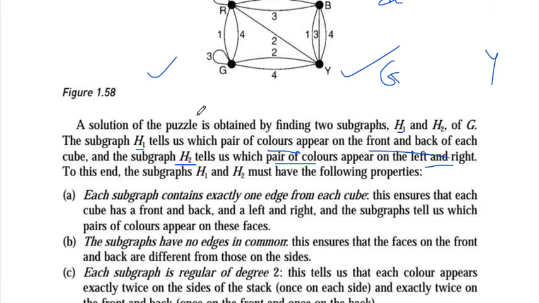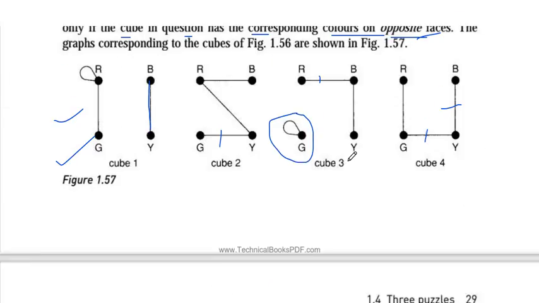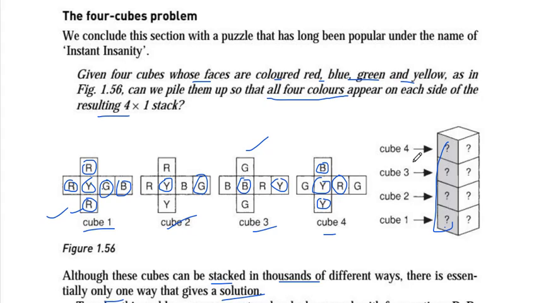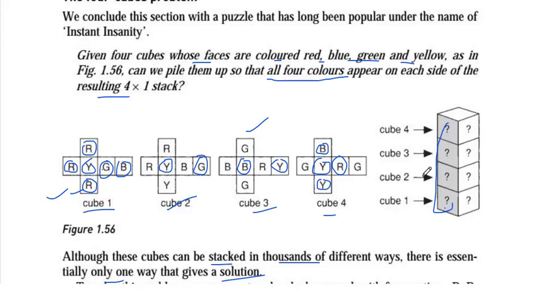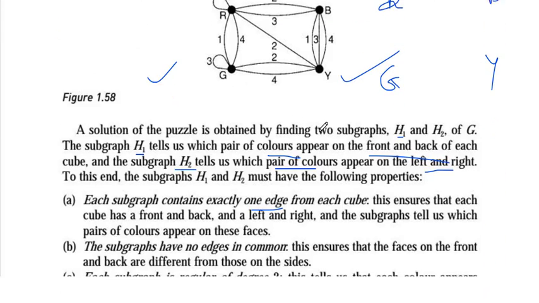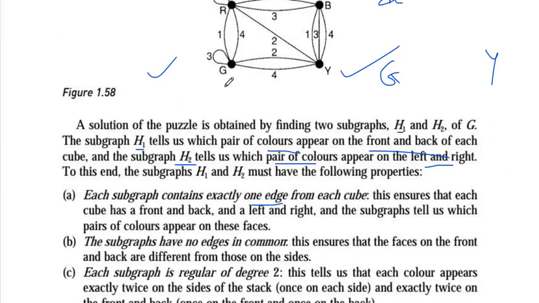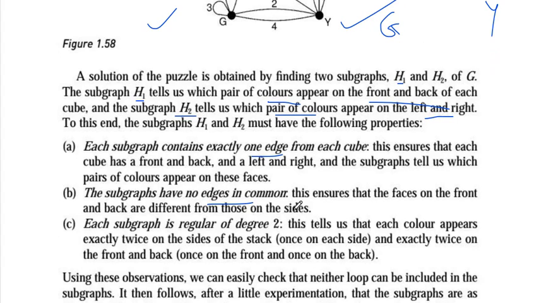What is the condition? First of all, there has to be exactly one edge. Why exactly one edge? Because front and back have only one color each, red, green, blue or yellow. There are no multiple edges. There is also no loop, because we have to show that red appears on this side and this side also. So no edges in common, no loops, and the subgraph is regular of degree 2. Why degree 2?